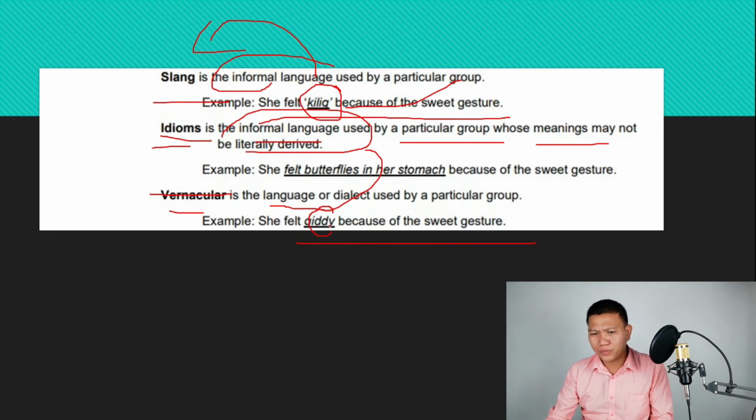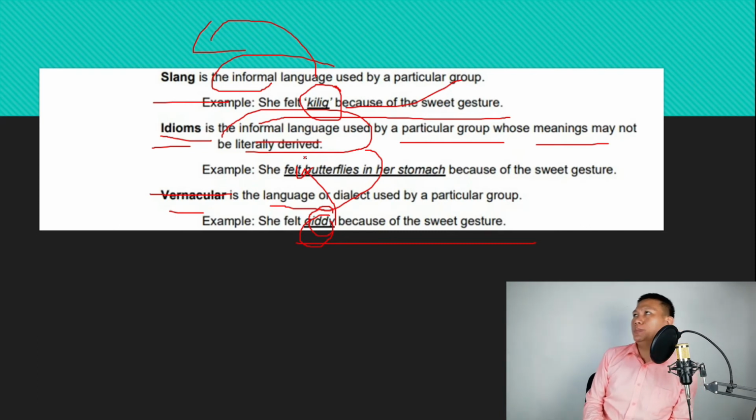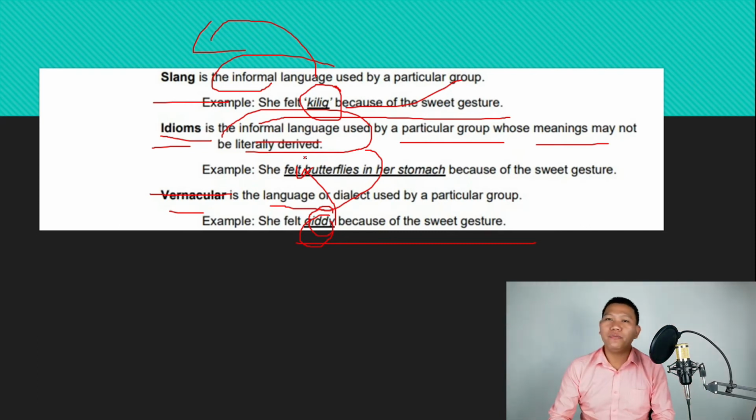Maybe in a particular group, maybe Americans or whatsoever, the term giddy is part of their language. Same as with, let's say, when you talk with your kapwa Ilocano, ampay kasta, anyamatan. So, certain Ilocanos only understand each other.